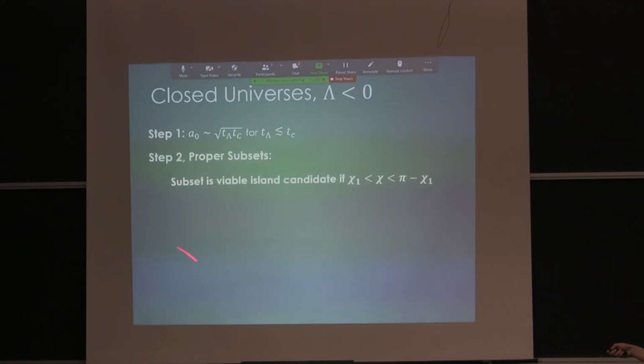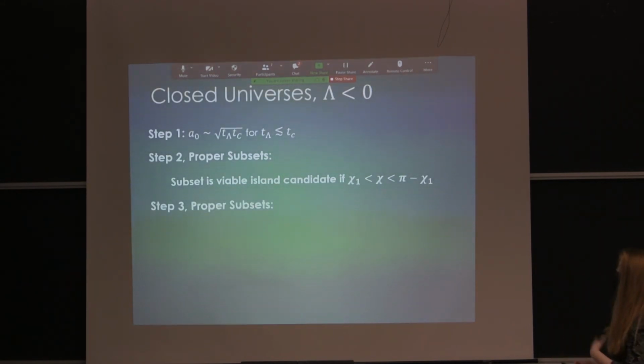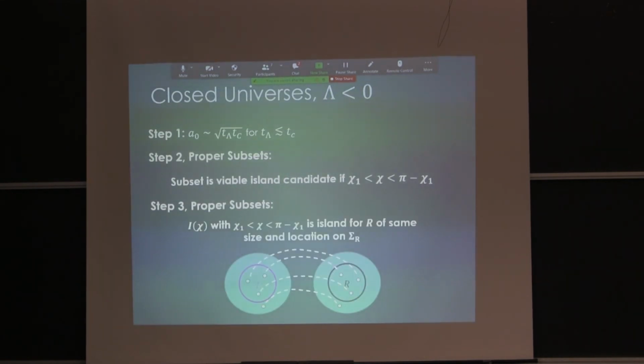So we'll move the result up to there. And now look at whether any of those island candidates could in fact be islands. And yes, they will be islands in the case where, of course, you picked the appropriate size of chi, and then you choose the reference region to be the matching region in the reference spacetime. So those are proper subsets.